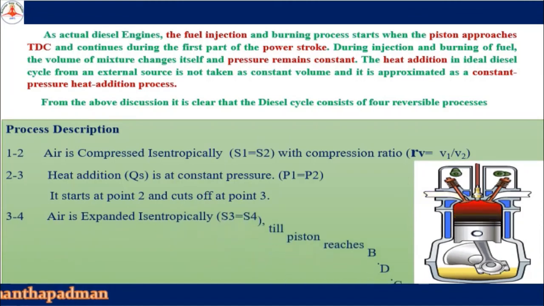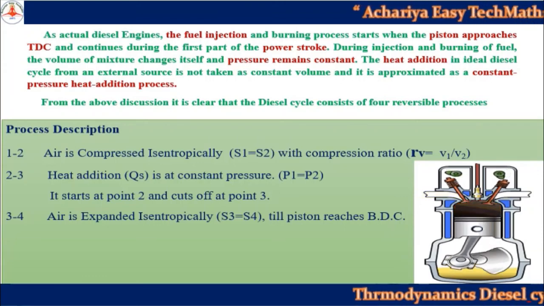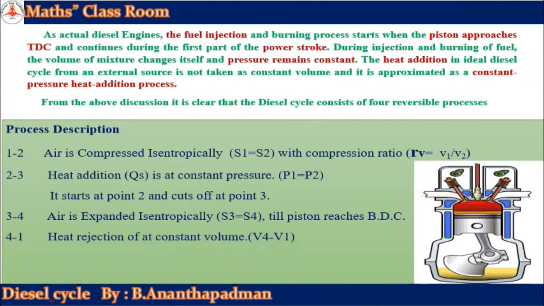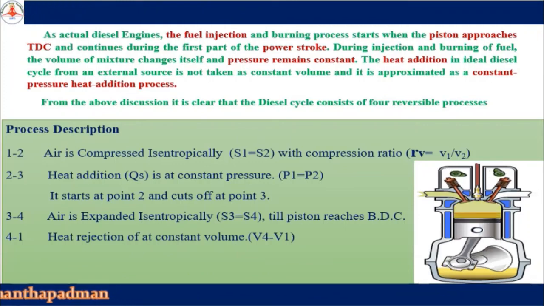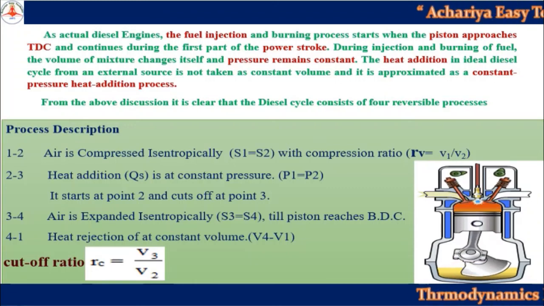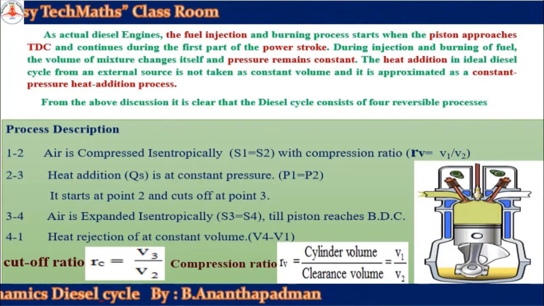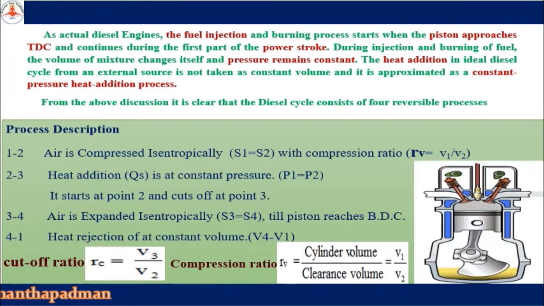3 to 4 process, air is expanded isentropically, that is S3 is equal to S4, till the piston reaches the BDC. 4 to 1 process, heat is rejected at constant volume, that is V4 is equal to V1. The cutoff ratio Rc is equal to V3 by V2. Compression ratio Rv is equal to cylinder volume by clearance volume, that is V1 by V2.